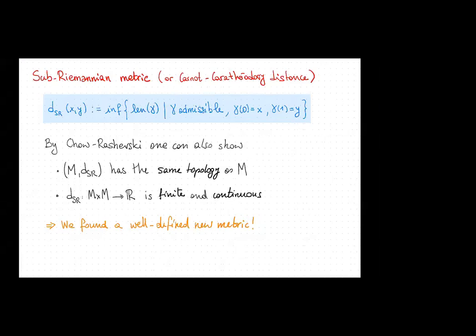There are some nice perks that come with the Chow–Rashevskii theorem, which is that the metric space M with distance has the same topology as M, and that the distance is finite and continuous. And in fact, theorems like Hopf–Rinow hold also here. So there is this duality between a geodesically complete manifold and complete as a metric space. But let's not go there yet. So we have defined our geometric object, and we have now seen that we have a well-defined metric on it.